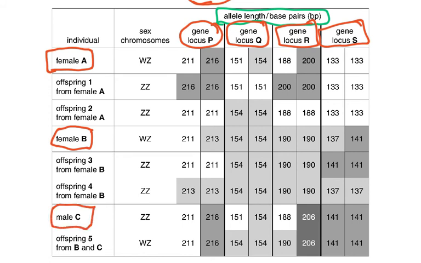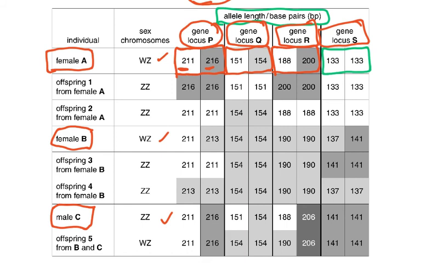Now, female A and female B, we were talking of these two were the parents. And then male C was also a parent. So this was WZ, this was WZ, and this was ZZ, the male. So the males are ZZ and the females are WZ, just like we have XY in the male and XX in the female. And then let's look at the gene locus. Now, here when they give you the allele base pairs, this is 211 base pairs, this is 216 base pairs. So that means this is heterozygous. Now this one again is heterozygous because it's 151 and 154. Then this again is heterozygous, and this is not heterozygous, this is homozygous.